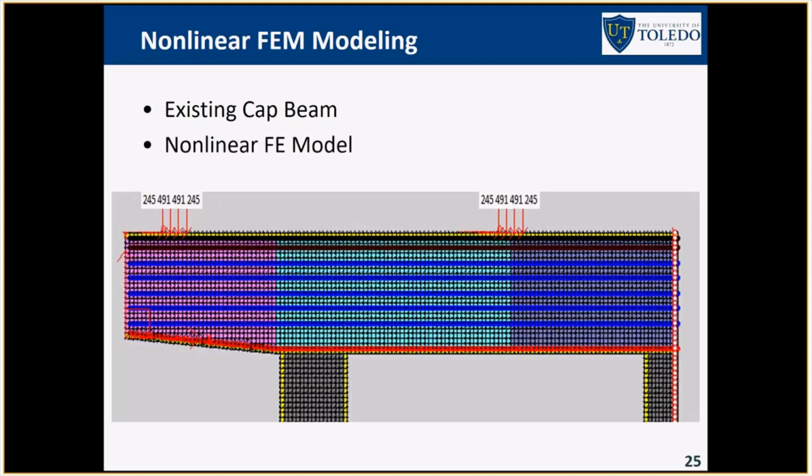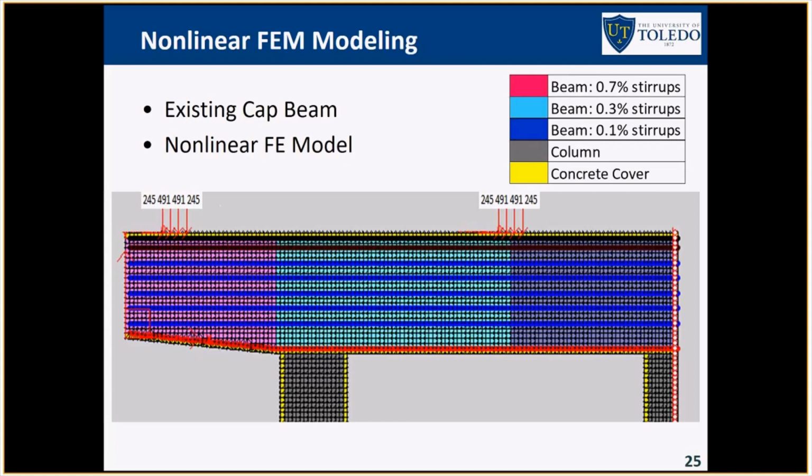This one is the model that was generated from Vector2, and you can see the different colors shown here. These different colors show the different shear reinforcement in different regions of the Pier cap. This model was run until failure, so that we can see the stress in the concrete and reinforcement at failure.